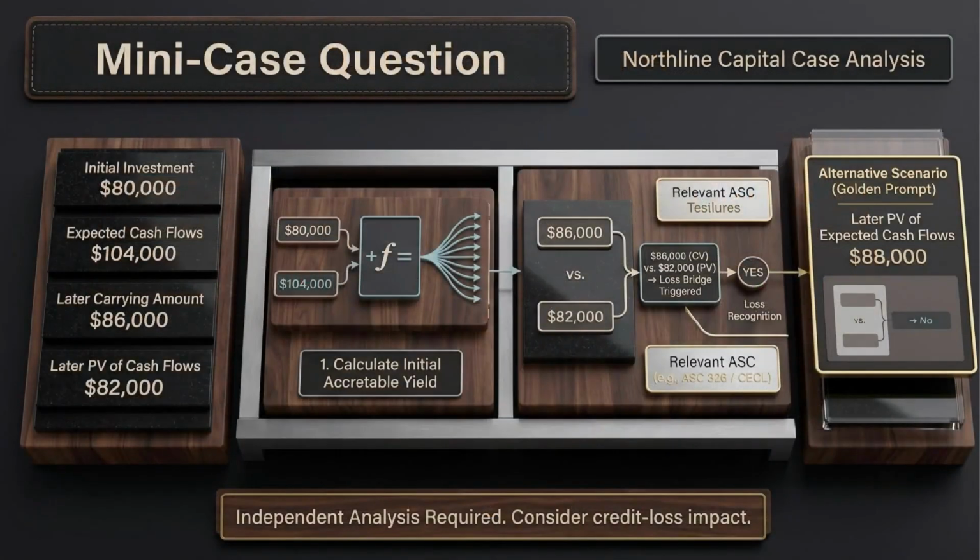Now work through the Northline Capital mini case. The initial investment is $80,000 and expected cash flows at purchase are $104,000. Later, the carrying amount is $86,000 while the present value of expected cash flows is $82,000. Your first task is to calculate the initial accretable yield. Your second task is to identify whether the later scenario creates a credit loss bridge and which ASC topic controls that deeper analysis. Take a moment and do both steps separately.